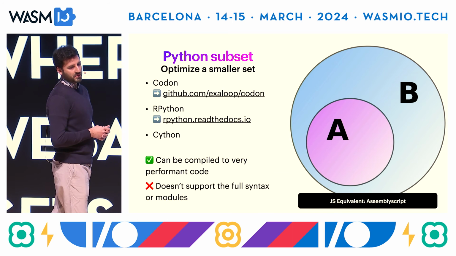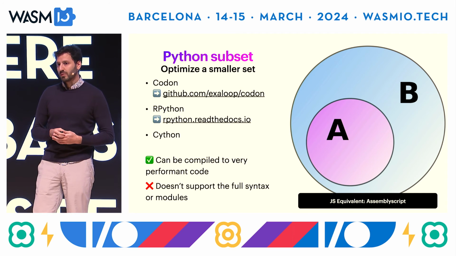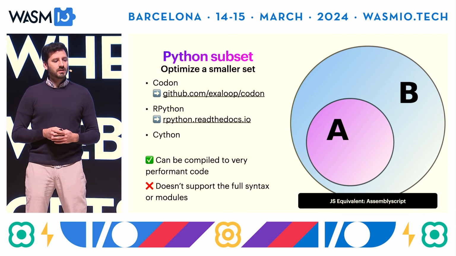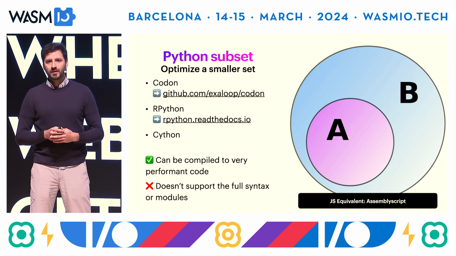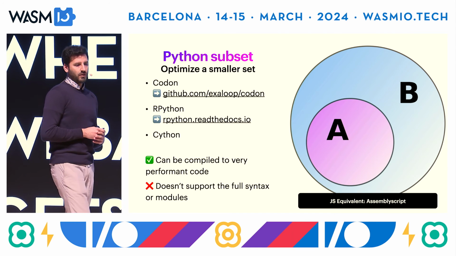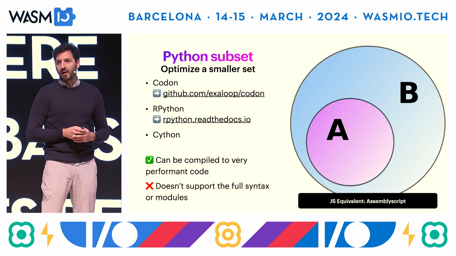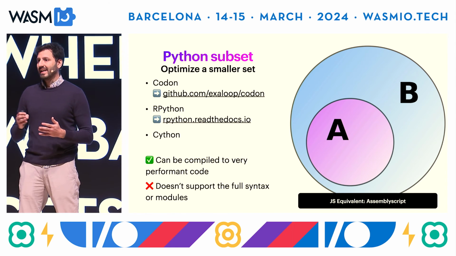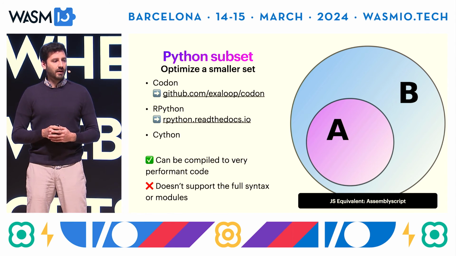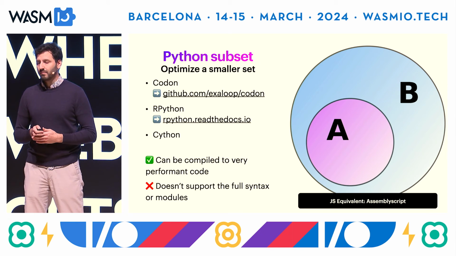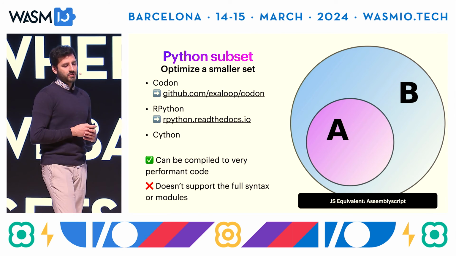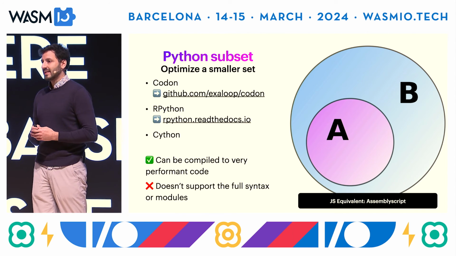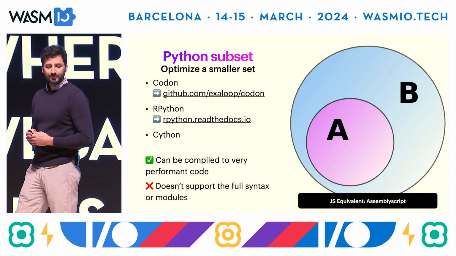So let's start with the Python subset. There are multiple strategies. I just list 3, but there are probably 5 to 10 ways of doing this. One of them that was launched on Hacker News 1.5 years ago was called Codon. Another one is Cython, which is probably the most popular. Again, it's not the same language as Python. There are some big differences. The pros are that it can be compiled to really performant code, but the issue is it doesn't support the full Python syntax.